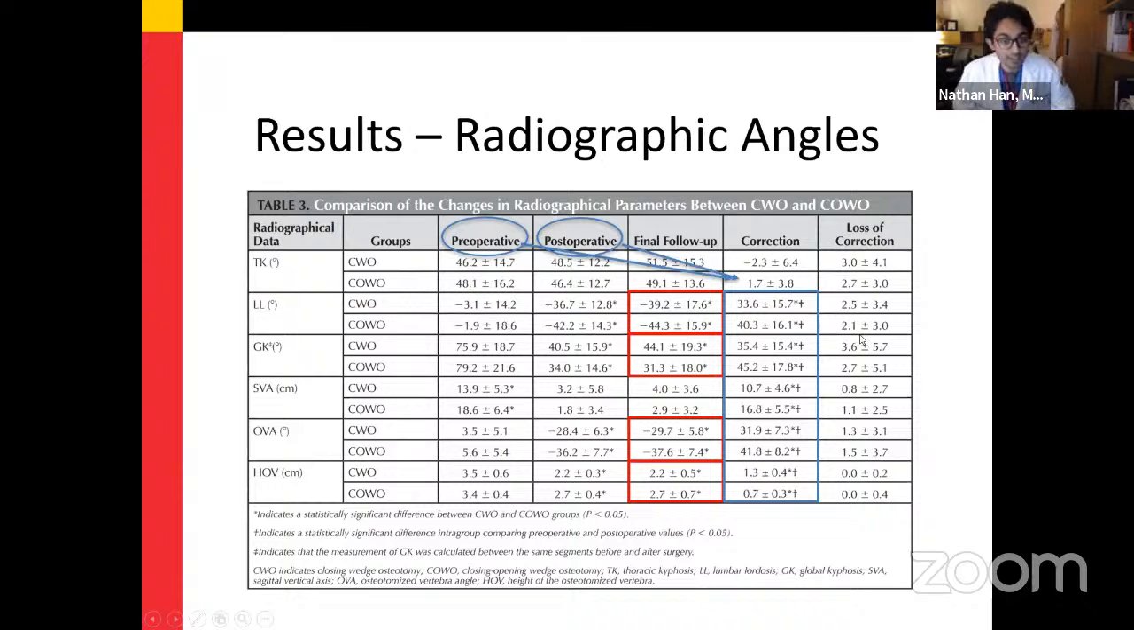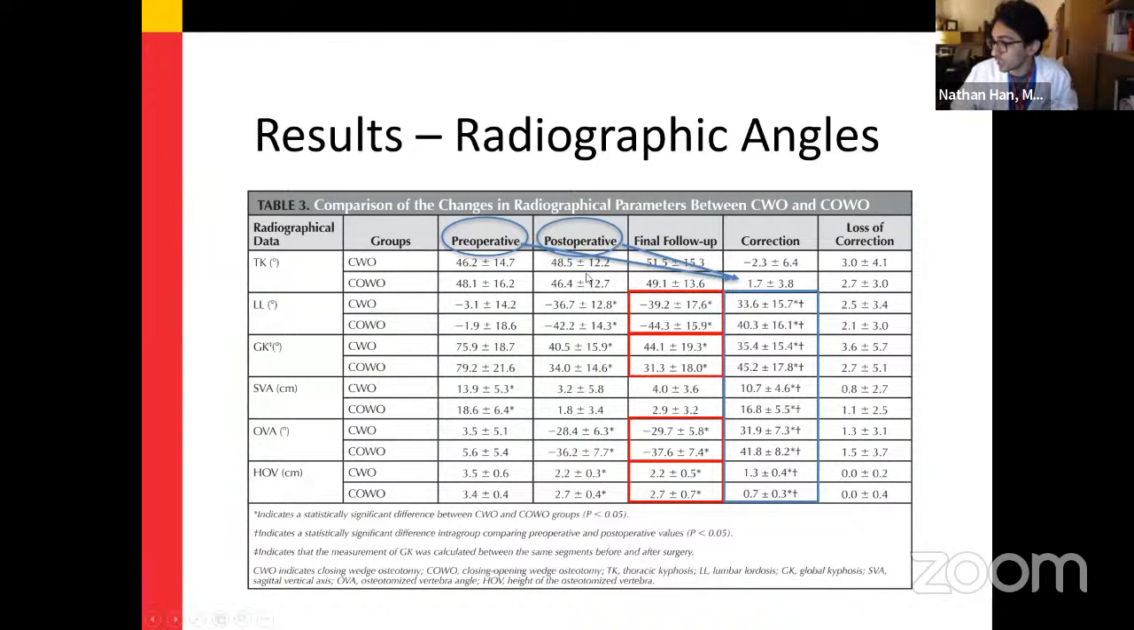Looking at some of the radiographic parameters as well. This is sort of a busy slide, but I've highlighted what I think was the most important. We can see here in the blue column, these are all significant statistically speaking, that both the closing wedge osteotomy and the closing opening wedge osteotomy were able to achieve significant corrections between the preoperative parameters and the postoperative parameters.